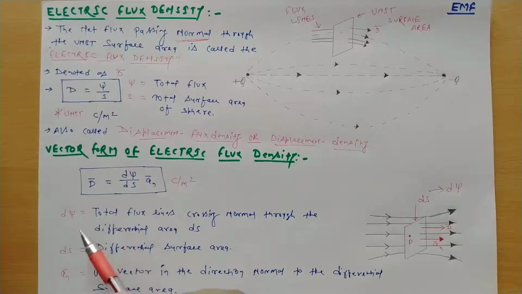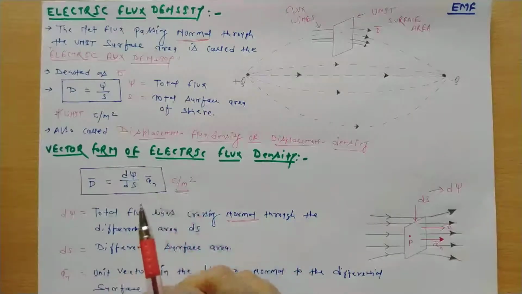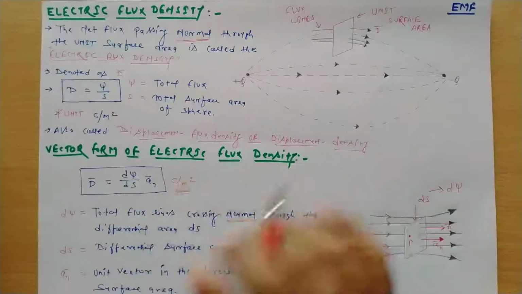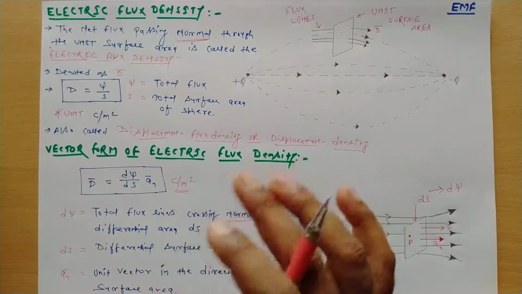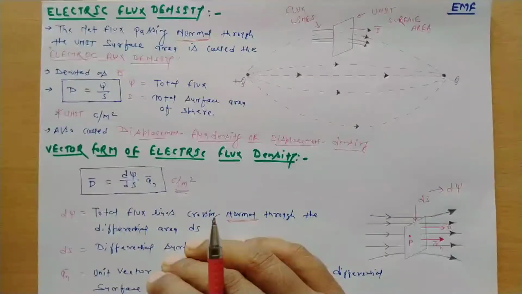Here we define d psi as the total flux lines crossing normal, which is very important, normal through the differential area dS. dS is the differential surface area and a_n is the unit vector in the direction normal to the differential surface area. Okay, and the unit remains the same, which is coulomb per square meter. So this is about the electric flux density and the vector form of the electric flux density. In the next topic, I will take the different expressions of the electric flux density for various kinds of charge distributions. Okay, thank you.